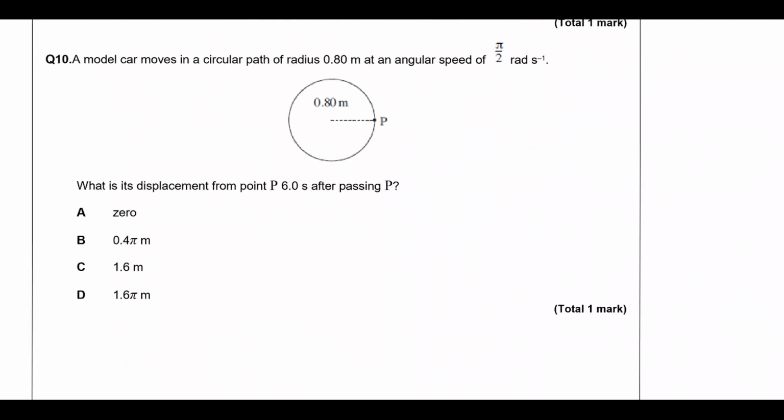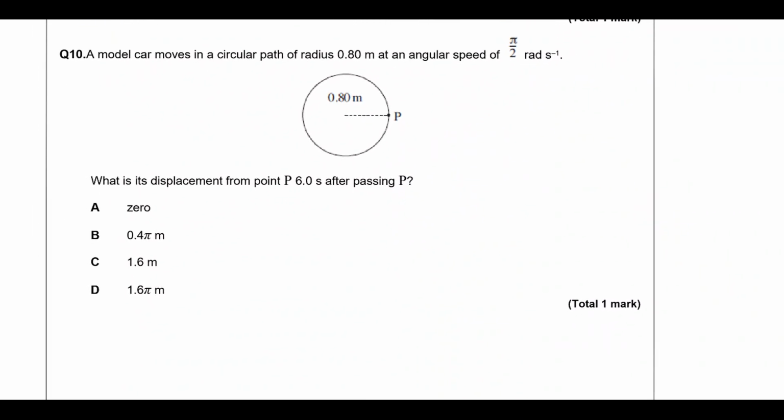And final question on this one. A model car moves in a circular path of radius 0.8 meters at an angular speed of π over 2 radians per second. What is its displacement 6 seconds after passing P? So let's calculate its angular displacement. That's going to be the angular speed times the time, 3π.